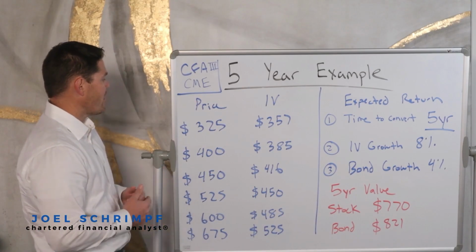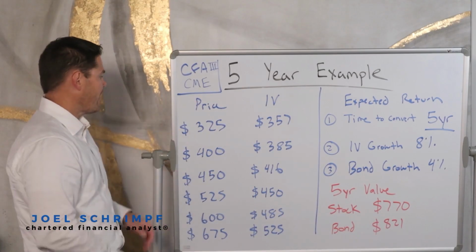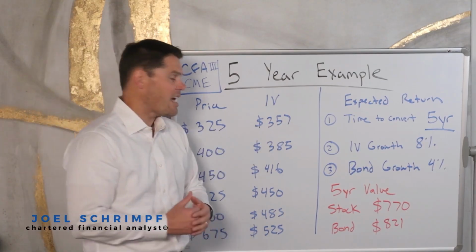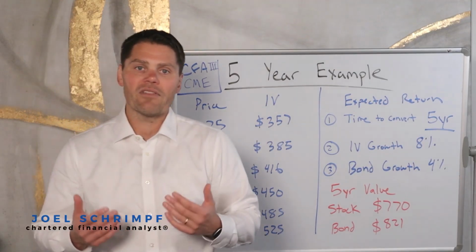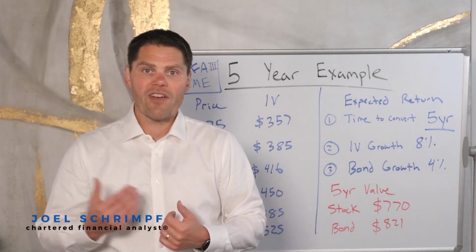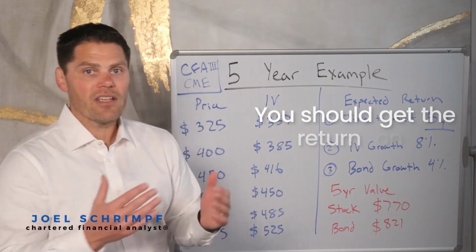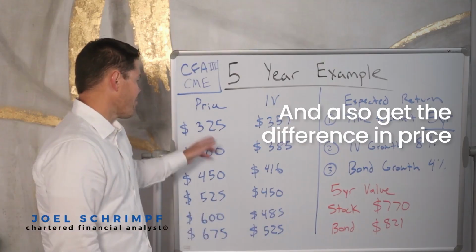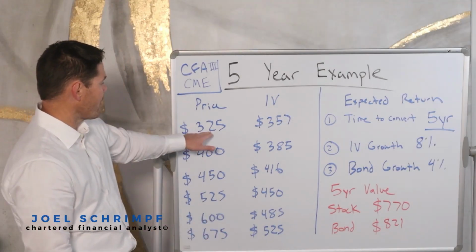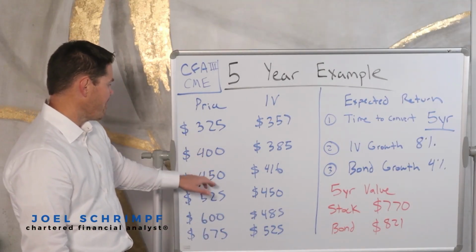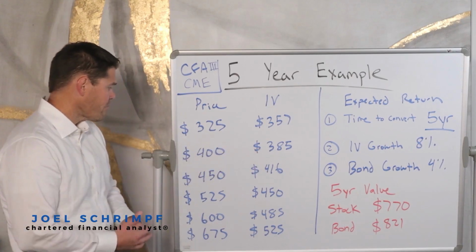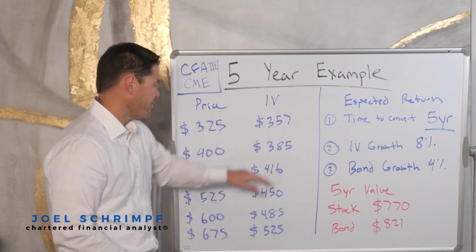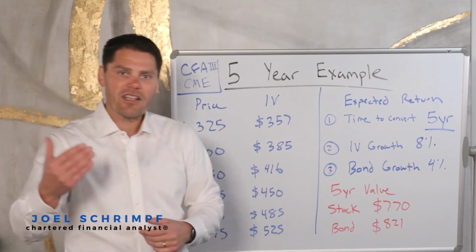But let's just say you start off, look 5 years back, and in the investment it was $325, but the intrinsic value was $357. So when you have a price of a company that's lower than what its value is, theoretically you should be able to get the return on the intrinsic value from the company growth and also get the difference in price. So that's why I went from $325 to $400 to $450, and right around there, and this is just a fictional stock, it doesn't make sense, but say this happened, now you're over its intrinsic value. And let's just say this persists for the next 5 years.